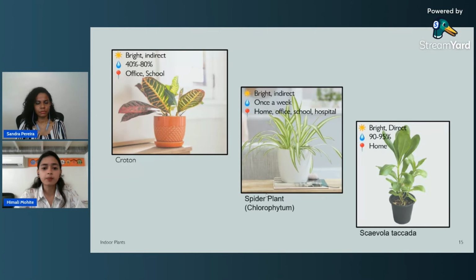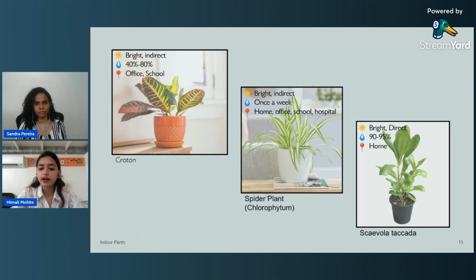Then next are plants that we can place in windows or on the tabletop, like crotons, which require bright and indirect sunlight and about 40 to 80% moisture, and these can be placed in offices and schools. Then we have spider plants, which require bright and indirect sunlight, and these are low maintenance plants. Even if we water them once a week, they can thrive indoors, and we can place them in homes, offices, schools, and hospitals.